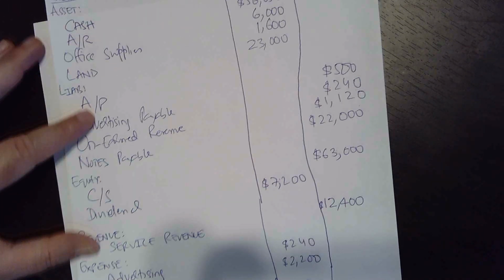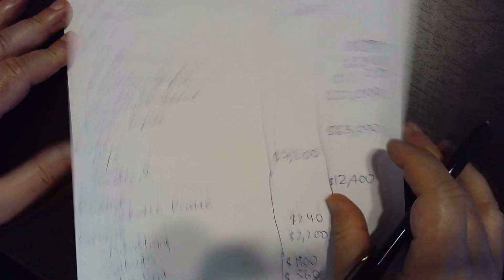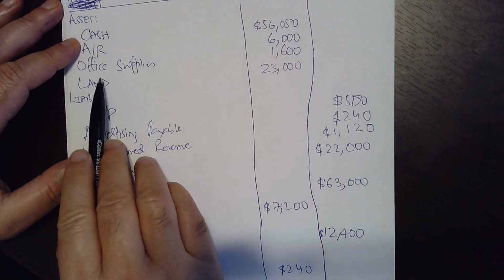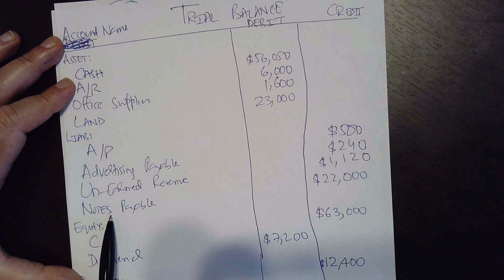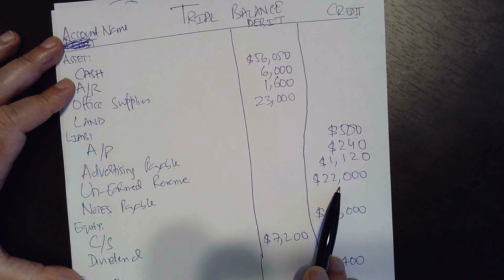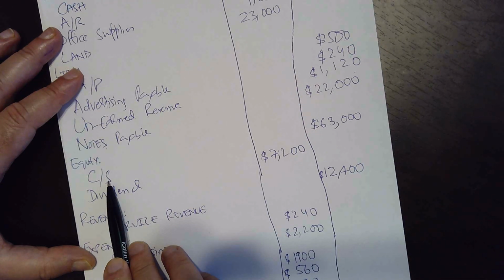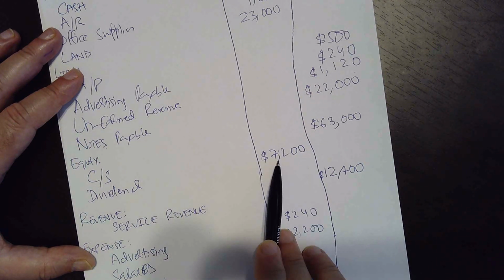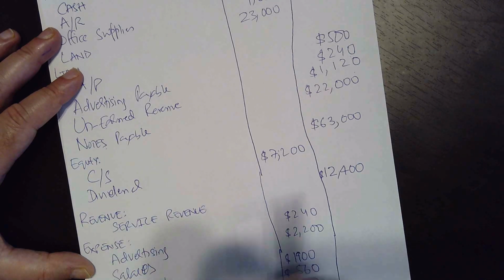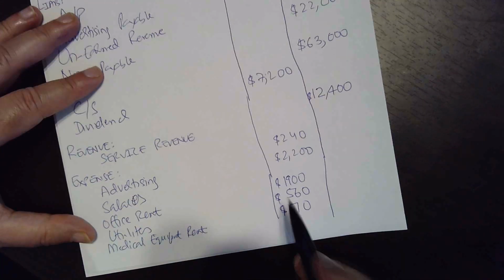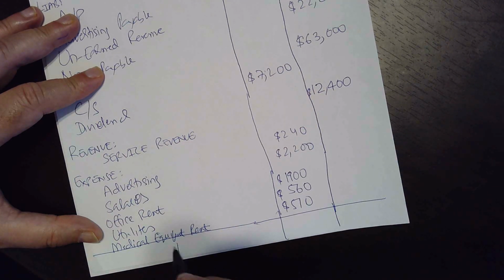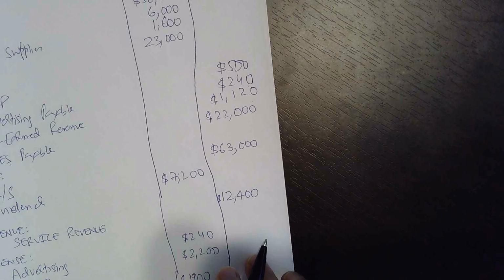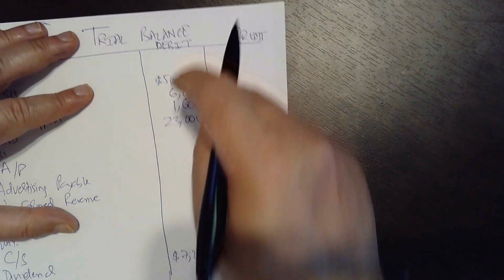So you notice over here that the ending balances of all the asset accounts are debit, so we put them on the debit side. All the liability accounts have an ending credit balance, so we put them on the credit side. Common stock has a credit balance, dividends has a debit balance, revenue always has a credit balance, and all the expenses are debits. So what we're going to do here is add and total. We add all the debits first and then we add all the credits.